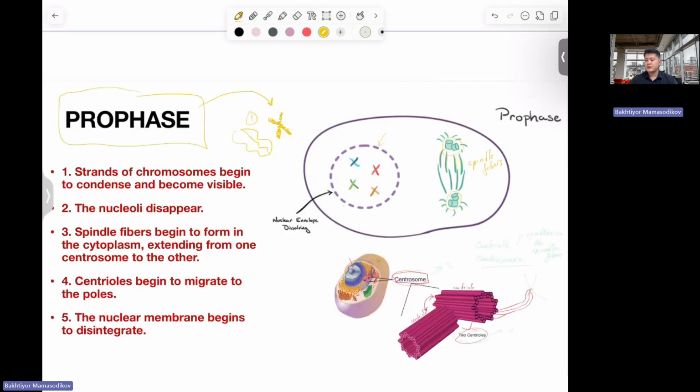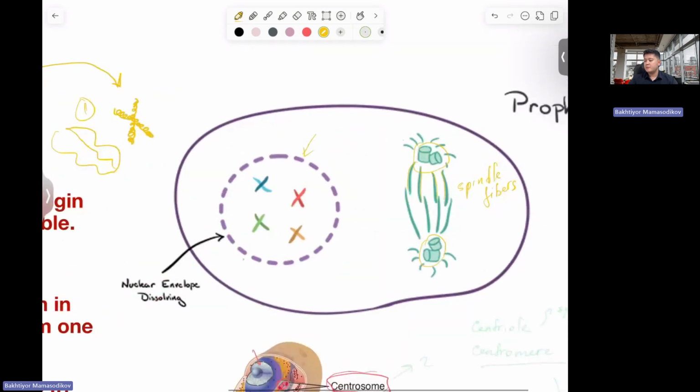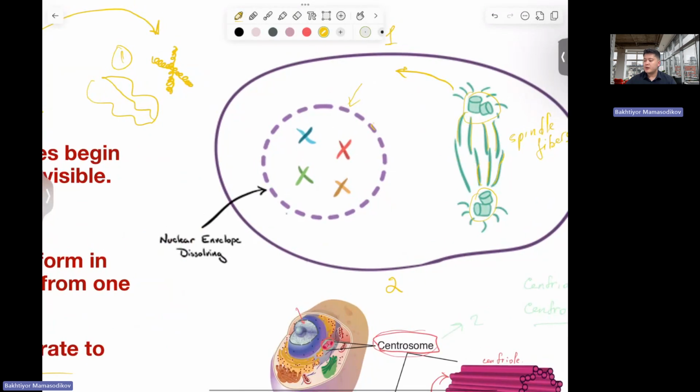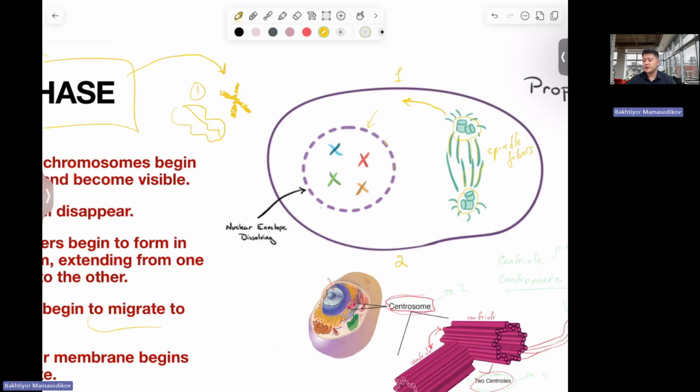What's happening? The centrioles begin to migrate to the poles. They are not in the poles yet. This is one pole. This is the second pole. This is the equator. Those centrioles are moving to the poles, just moving to the poles. They are starting to make the spindle fibers, okay? And the nuclear membrane begins to disintegrate. The nuclear membrane is here. What's happening to it? It's disappearing, it's disintegrating, okay?